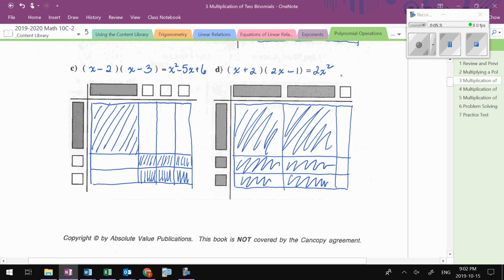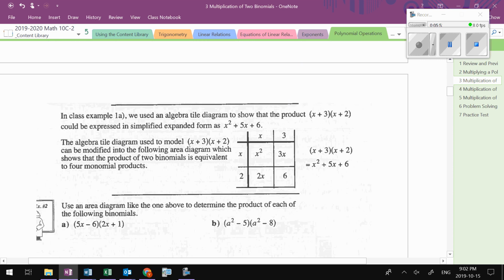And we had 2x squared plus 4x minus x minus 2, and then clean it up after the fact. So 2x squared plus 3x minus 2 is our product. Okay, let's take a look.